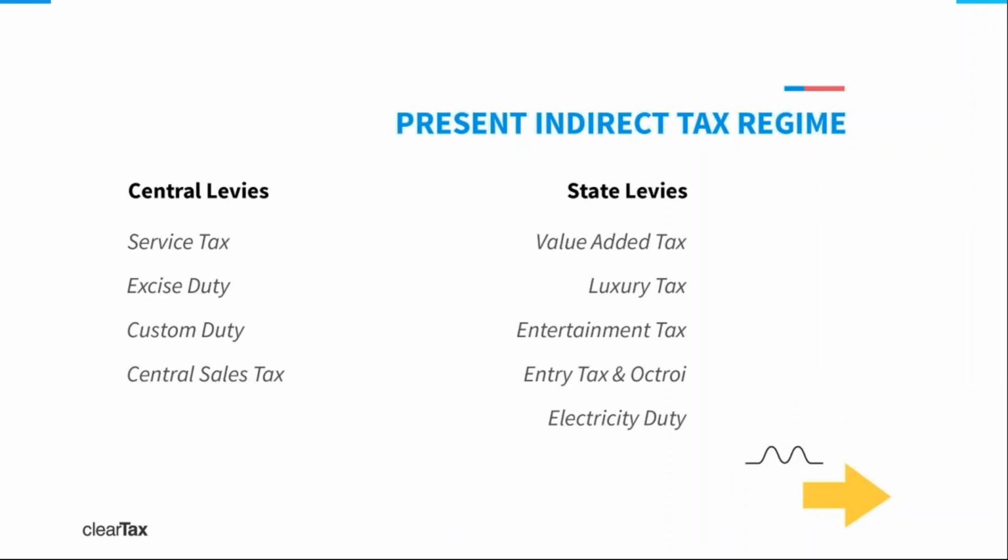So what are the various kinds of indirect taxes that we have? I think it's self-explanatory. You can have a quick overview of it.